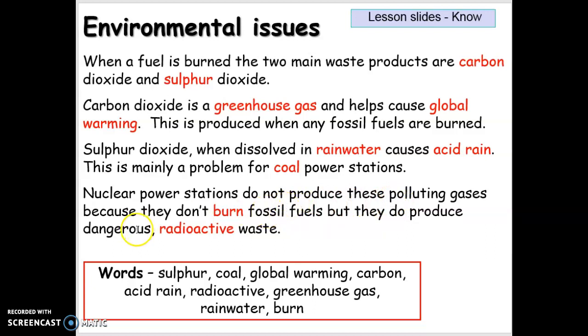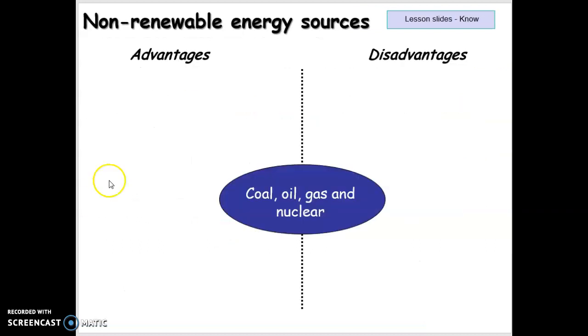However, they do produce radioactive waste, and that could be harmful if it's not stored correctly or treated correctly. Okay, so that's the thing to bear in mind there. All right then, so for our non-renewable energy resources and the fossil fuels and nuclear power, can you think of a list of advantages and a list of disadvantages? Pause the video and have a go at that.